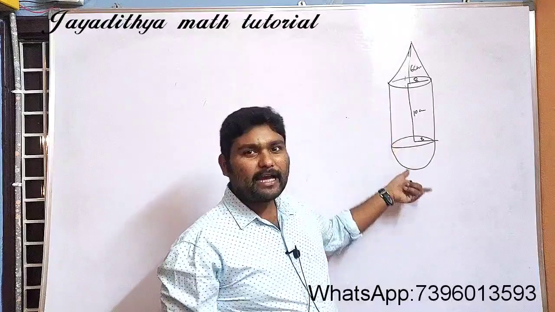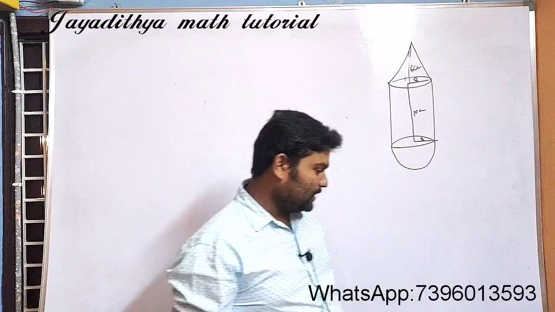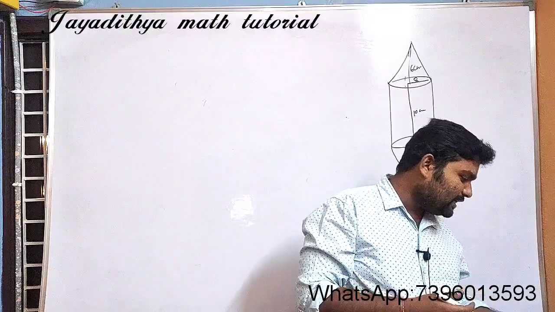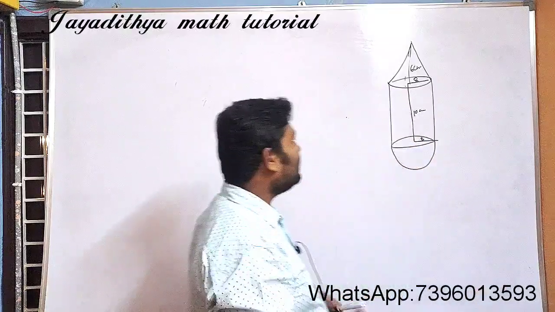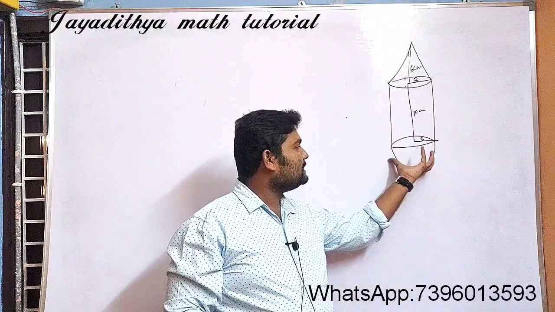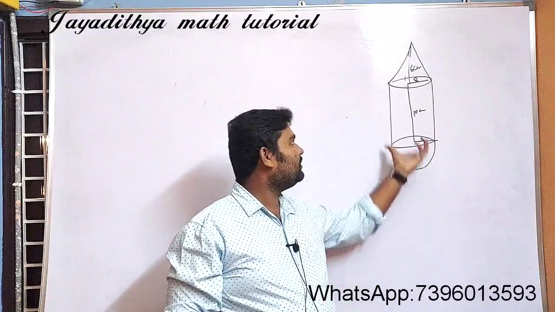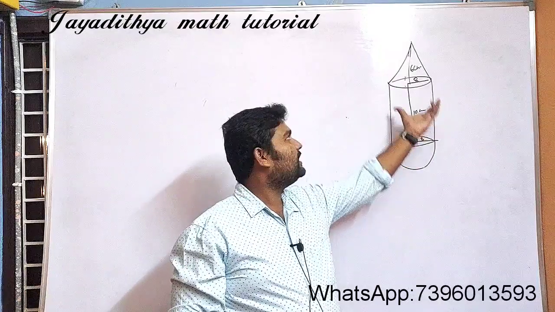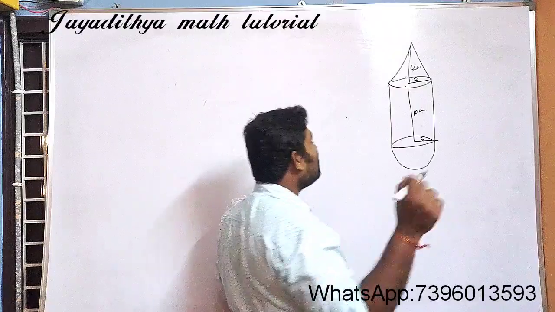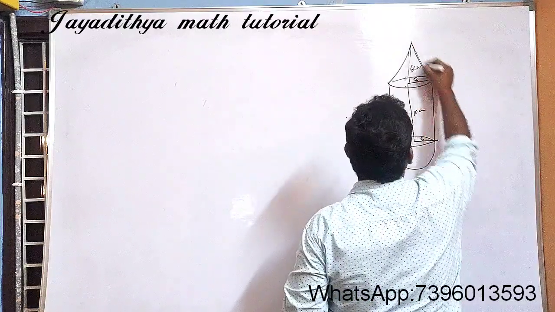Radius and height both will be equal for the hemisphere. Okay, now what we need to find? We need to find the total surface area of the solid. How to find the total surface area? What are the parts you can see here? You can see the curved surface area of the hemisphere, the curved surface area of the cylinder, and the curved surface area of the cone. That's all. But before that, you need to find the slant height here.